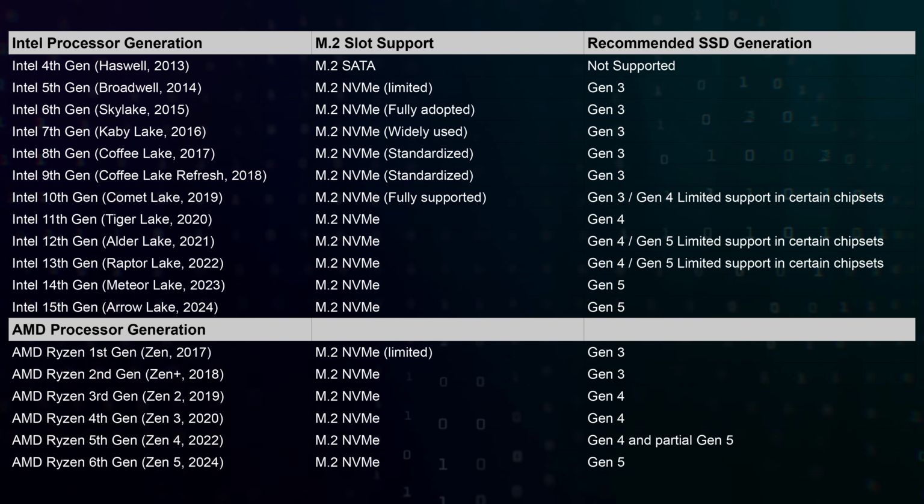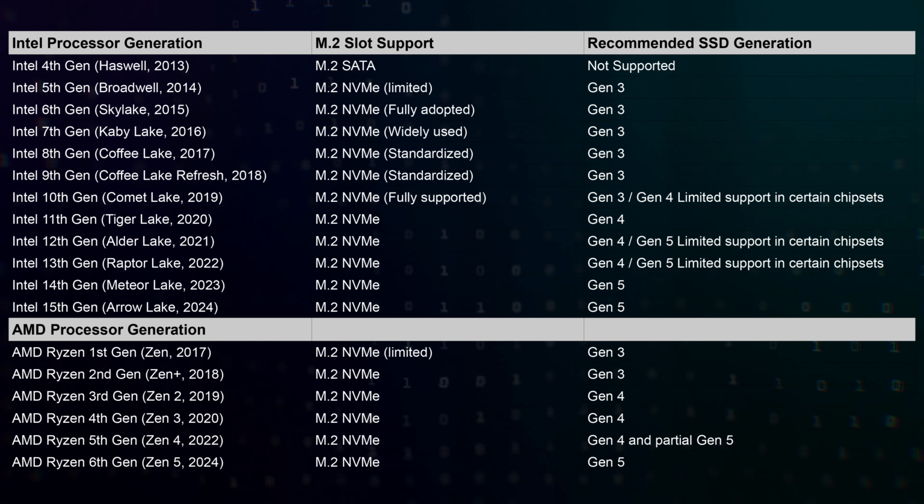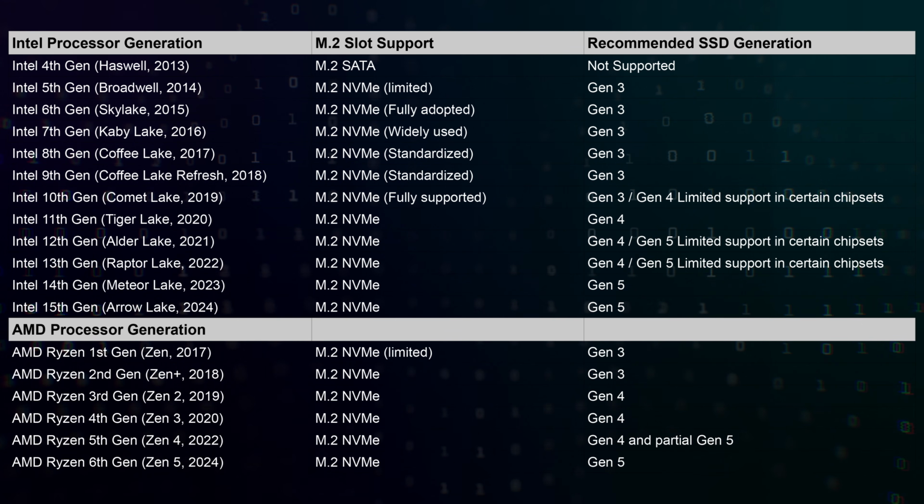Buying a faster SSD than your slot supports will not provide additional performance benefits. I've included a table in the video that shows which processors support the newer SSD generations. Use this data to compare with the CPU of your device, but keep in mind that while the CPU may support the latest technologies, the motherboard's chipset might not. Therefore, it's always best to check your device's full specifications.